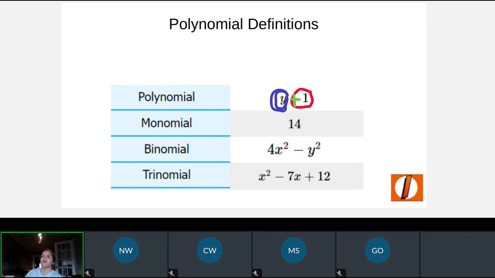The only thing that's not a polynomial is a monomial. Mono means 1, so we're going to have 1 term. A binomial, just like a bicycle has 2 wheels, bi means 2, so a binomial has 2 terms. A trinomial, like a tricycle or triangle, is going to be 3 terms. So a polynomial can be 2 or more: 2, 3, 4, 5, 6. It can go on and on.